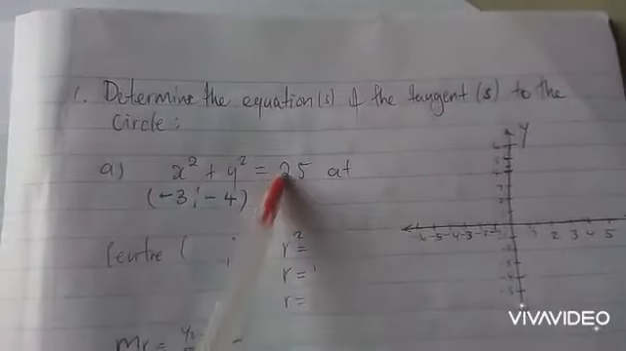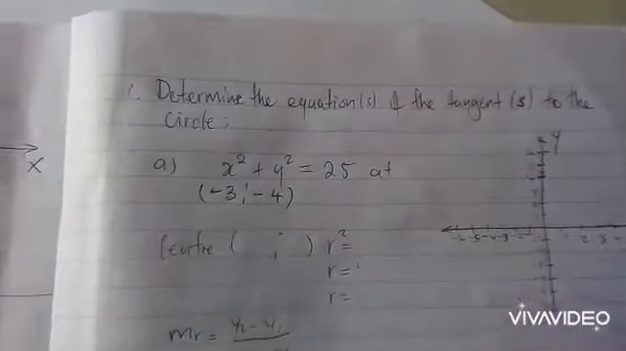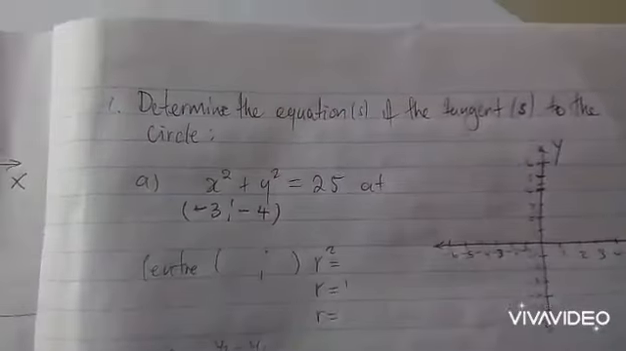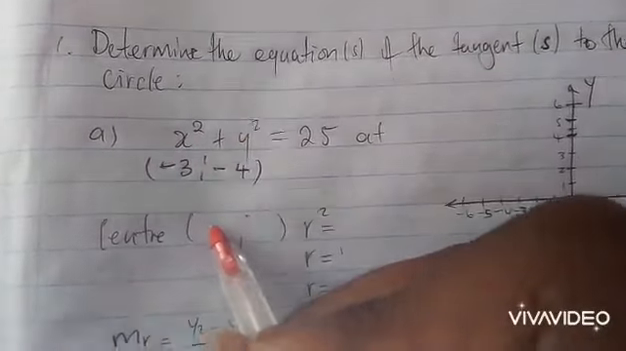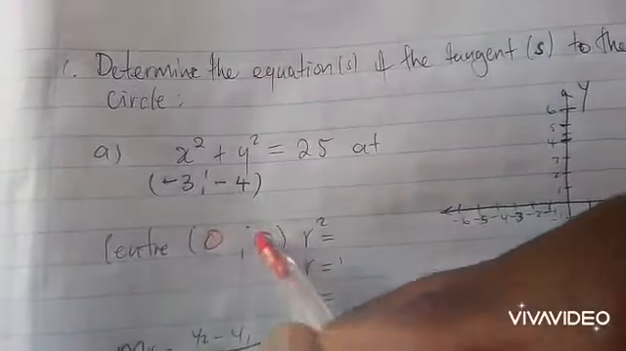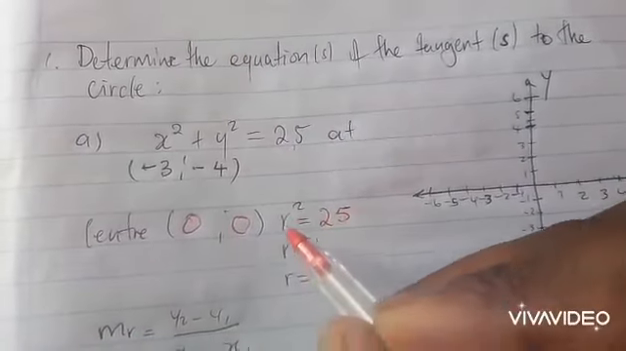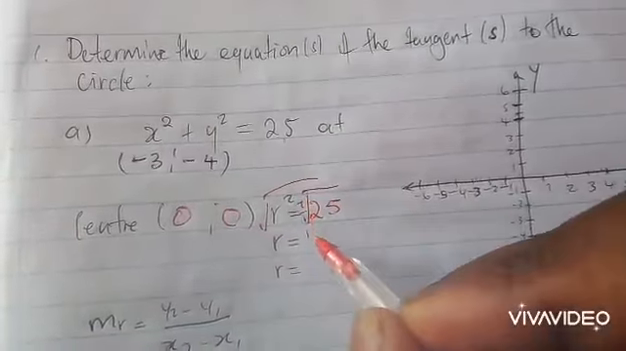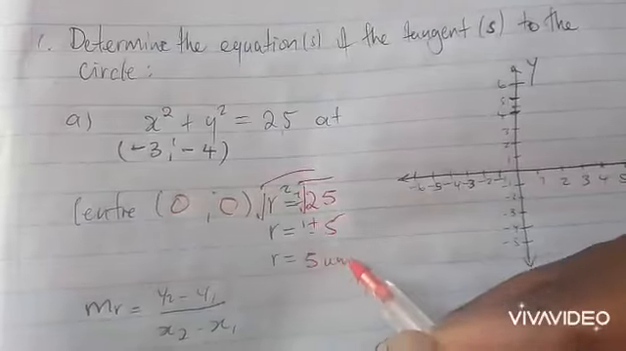X squared plus y squared is 25. So we'll have a circle at this point. What is important here is we need to know the center. We said it's 0 and 0. That's already covered. And then this is r squared. We know it's 25. So if I find the square root of that, it will be plus or minus 5.